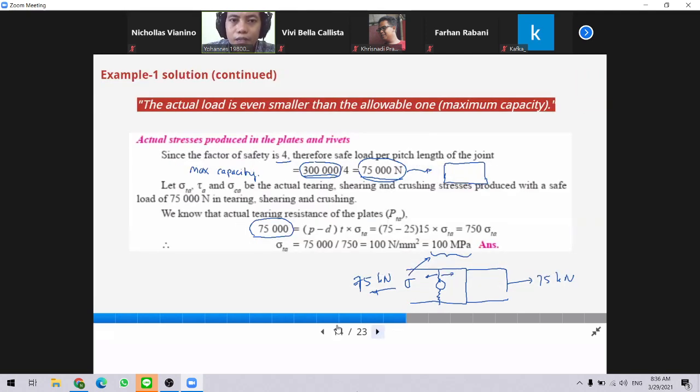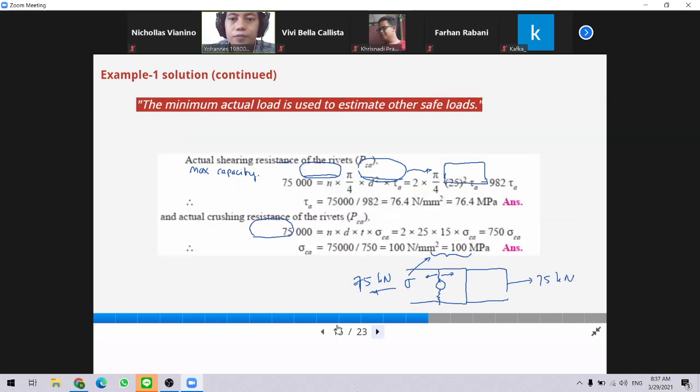Okay, if there is no question about the calculation and the concept, I will continue to the next example.